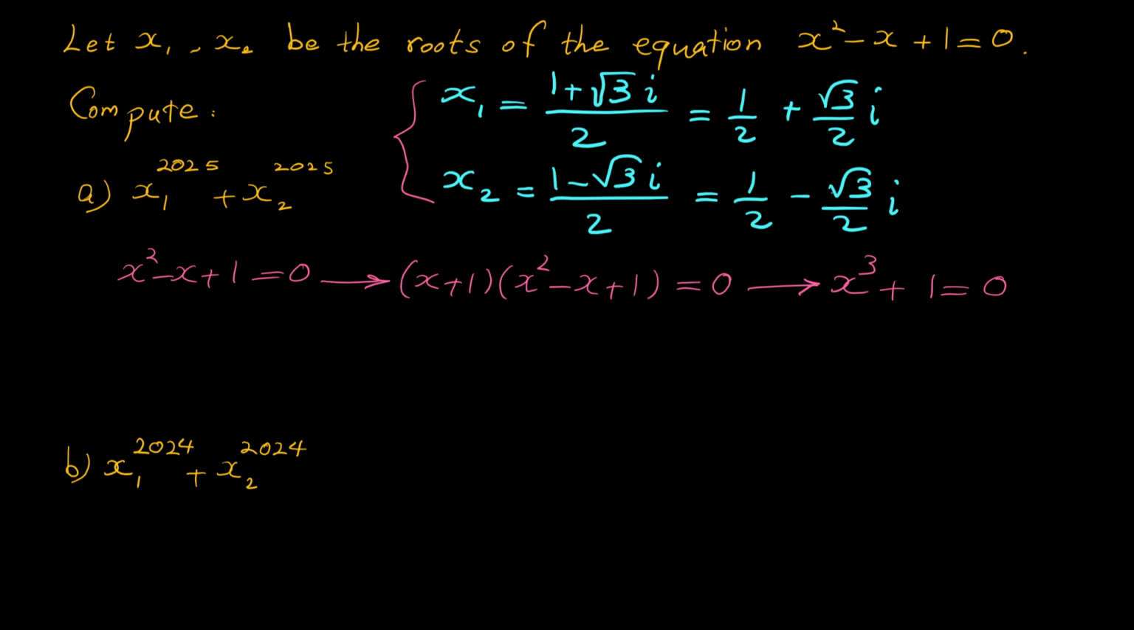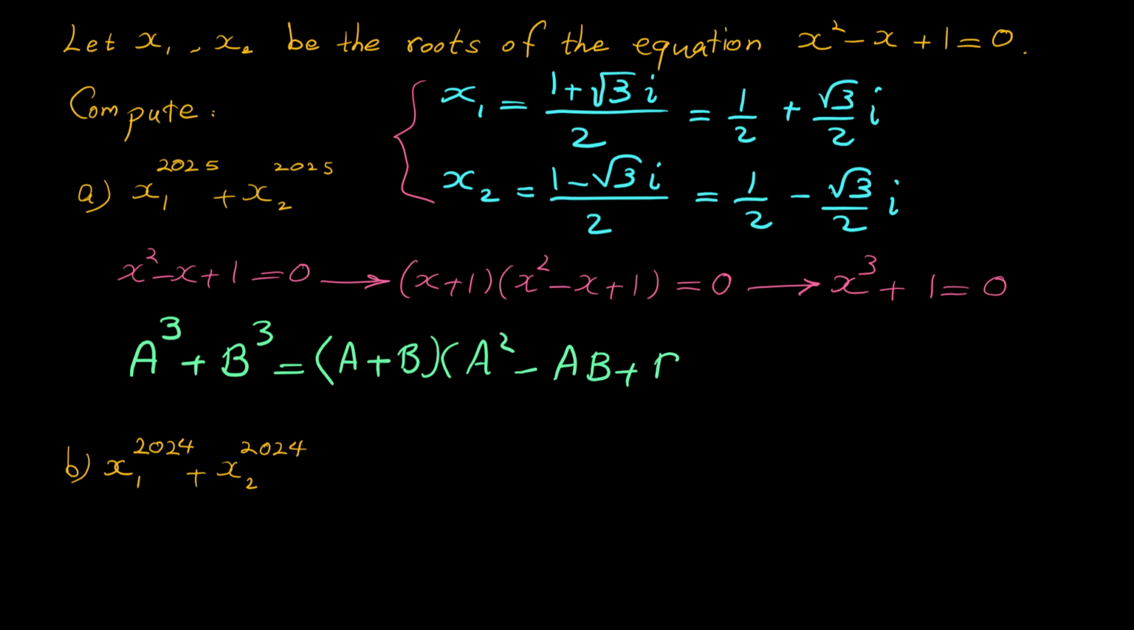The idea behind this is a famous important identity. This identity, a to the 3 plus b to the 3, can be factored in the form of a plus b times a to the 2 minus ab plus b to the 2. This is a famous identity for a to the 3 plus b to the 3. Sum of cubes can be factored in this form.